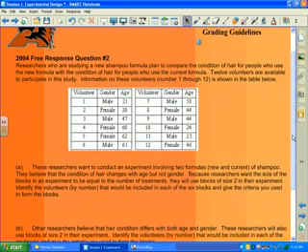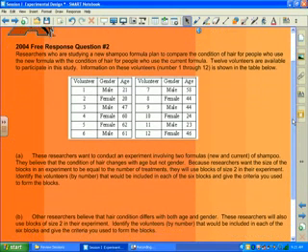Okay, here we go. Next problem. This might not completely finish, but here we go. Researchers who are studying a new shampoo formula plan to compare the condition of hair for people who use the new formula with the condition of hair of people who use the current formula. So we're comparing a new against the current. So that's an experiment. How many treatments do we have? 2, the new and the old, or current. 12 volunteers are available to participate in this study. Information on these volunteers is this.